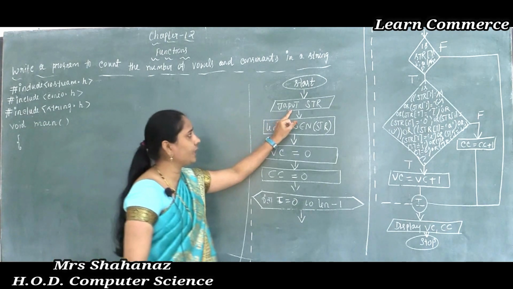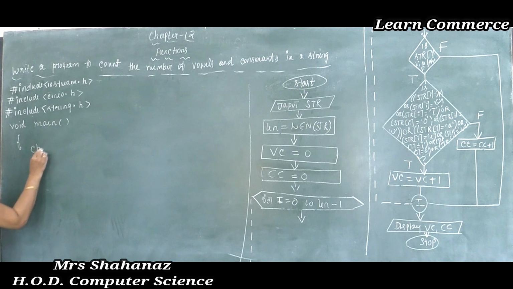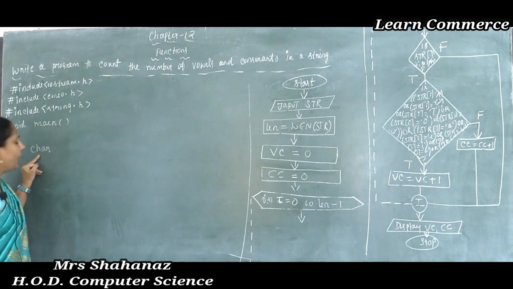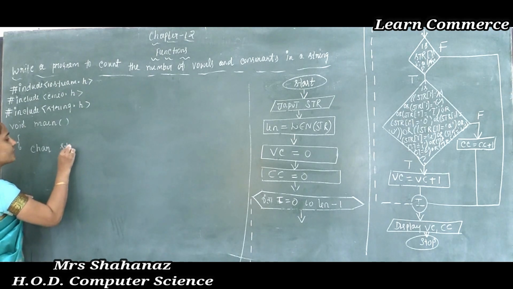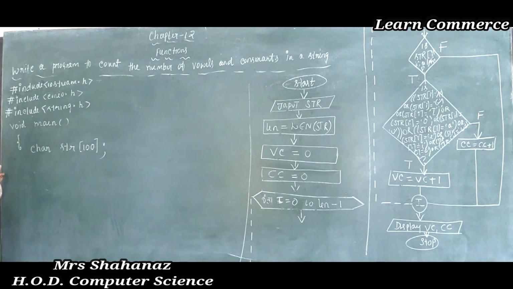So what are the declarations? In this case, I am going to declare the string by using the data type char. So char str, with size 100. Clear this one? By using the square bracket I am using the size of the str as 100. So this is the declaration of the string variable named str with the data type char and also with the size.